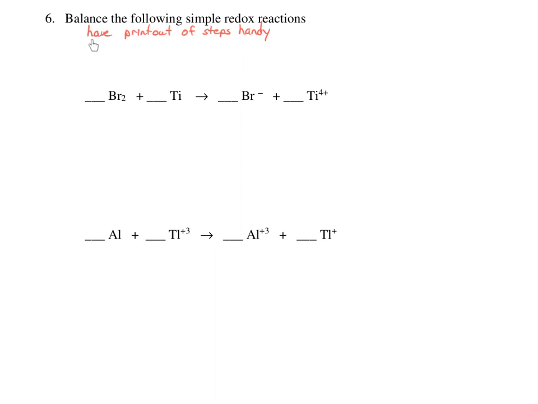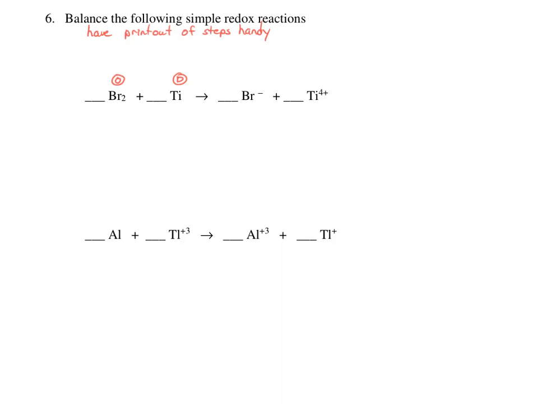First, I'd like to make a suggestion that you have a printout of the steps for balancing redox reactions handy so you can follow through. First step is to determine oxidation numbers of the elements. Bromine, an element by itself, uncharged, is going to have an oxidation number of 0. Same is true of the titanium, oxidation number of 0.